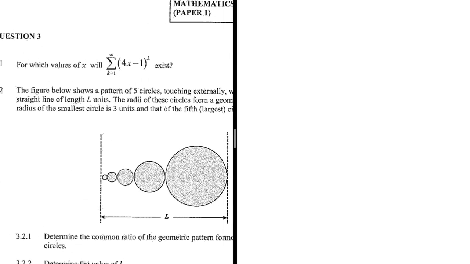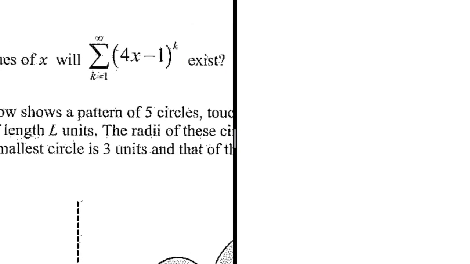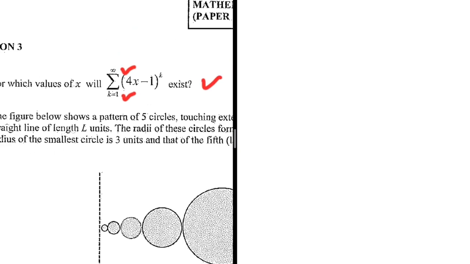For which values of x will this sum exist? What is special about this sum? We are going from k equals 1 to infinity. We can only calculate the sum of infinite terms if the series is convergent. Because if it is divergent, then we can't calculate the sum to infinity because it keeps on increasing. But if it is convergent, then we can calculate the sum to infinity.